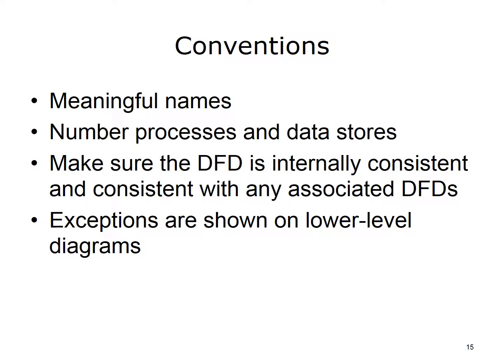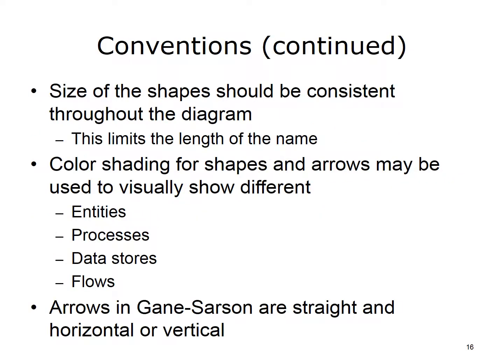Gaines-Sarson conventions include choosing meaningful names for processes, flows, stores, and terminators, numbering the processes and data stores, making sure the DFD is internally consistent and consistent with any associated DFDs, and exceptions and error handling are shown on lower-level diagrams. The size of the shapes should be consistent throughout the diagram. Keeping the size of the boxes consistent means that a short enough process name needs to be found so that it fits in the box, or that the name may be abbreviated.